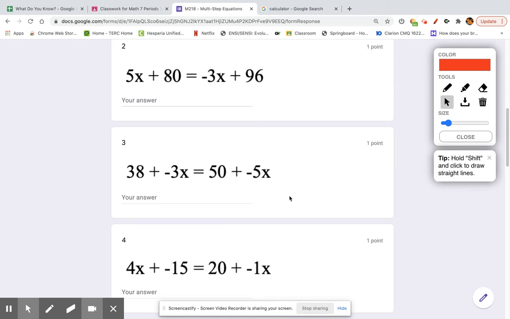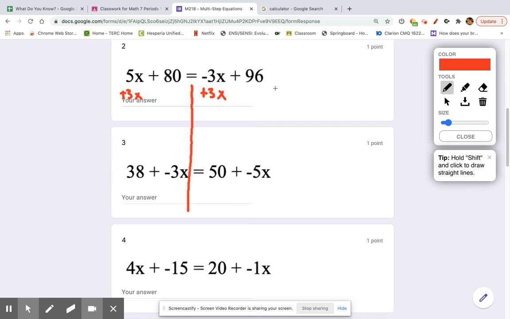So number 2 looks like this. I'm going to go a little bit more in depth with our notes with this. You should be copying these notes down so that when you do the ones that I'm not doing for you, you have something to reference so you know how to do those. Okay. So for this one, again, we need to get all the x's on one side. So I'm going to deal with this negative 3x. First thing I'm going to do is add 3x to both sides.